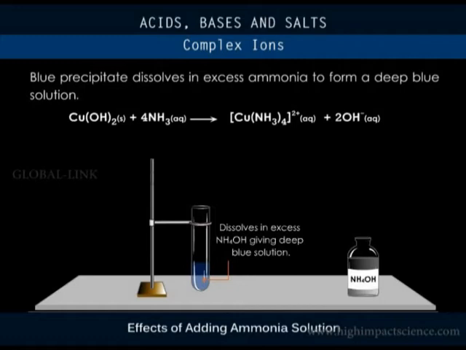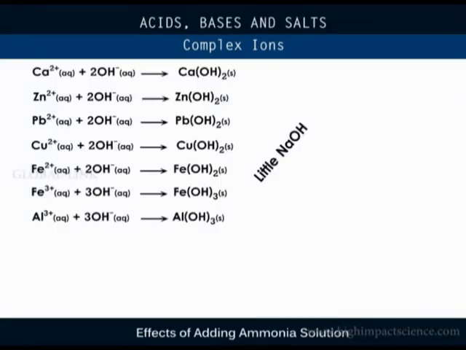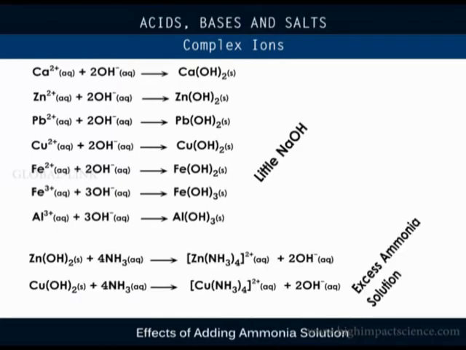And so in general, ammonium hydroxide or ammonia solution forms insoluble hydroxides with the ions of calcium, magnesium, zinc, copper, lead, iron, and aluminium. However, the hydroxides of zinc and copper dissolve in excess ammonia solution due to formation of complex ions.